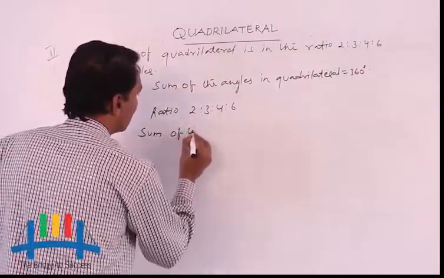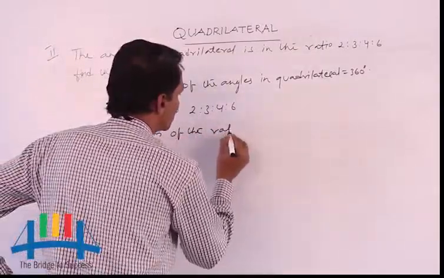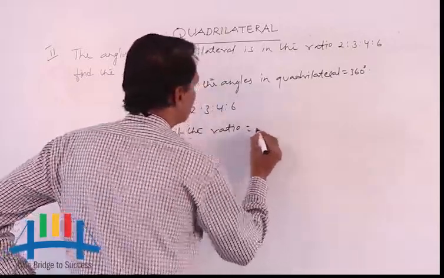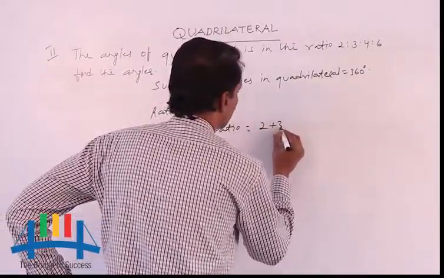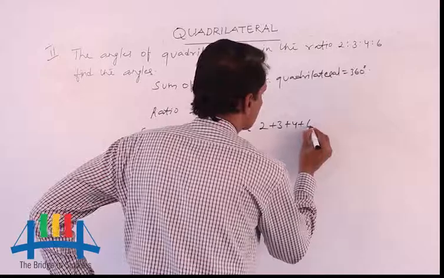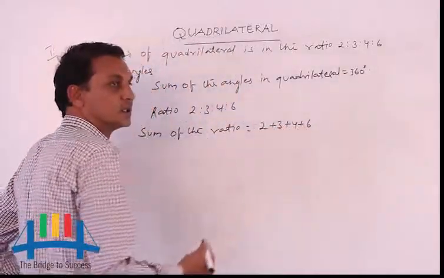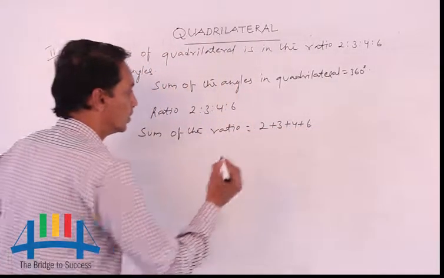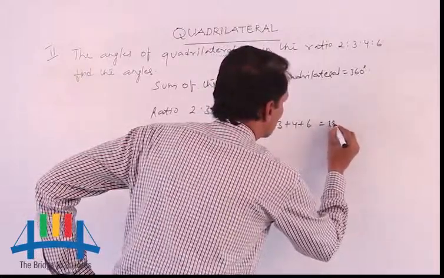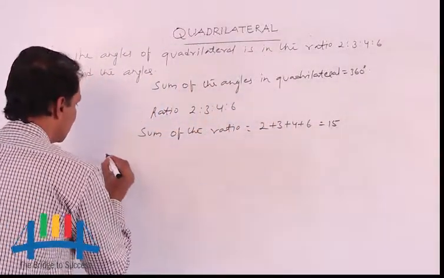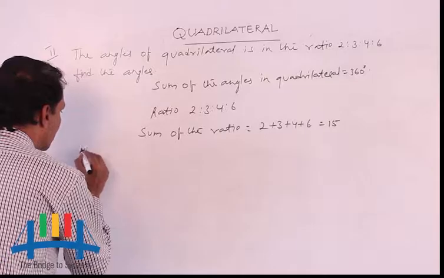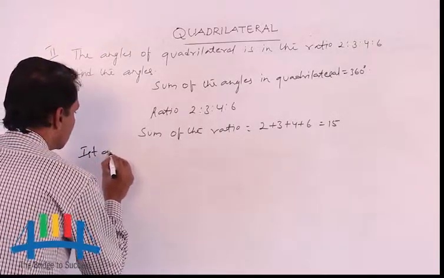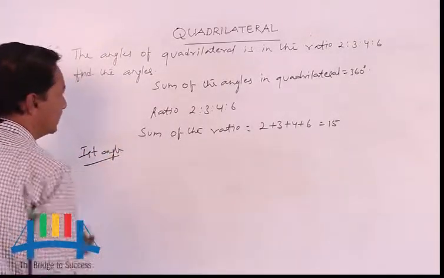Sum of the ratio. Okay, what will be the sum? 2 plus 3 plus 4 plus 6. 6 plus 4 is 10, 10 plus 3 is 13, 13 plus 2 is 15. Okay, what is the sum we are getting? The sum is equal to 15. Okay, let's find the first angle now.